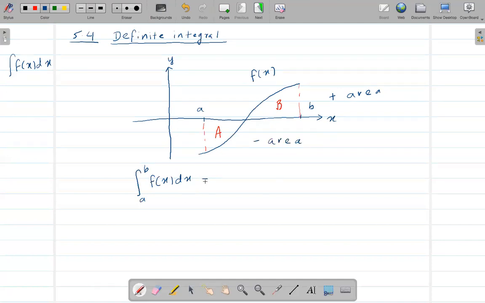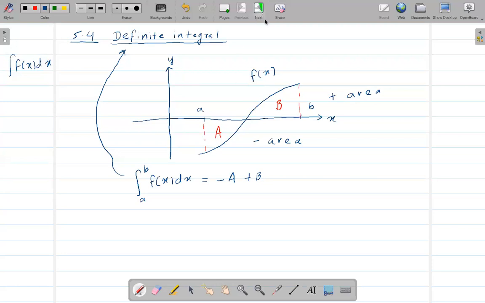All right, so that means if I'm taking the integration of this function, then it will be, of course, like I said, area, right? But since this area is below the x-axis, it will be negative a, and this is above the x-axis, so it will be positive b. So this is how we take the integration, and this is called definite integral. All right, so this is the idea of the definite integral.